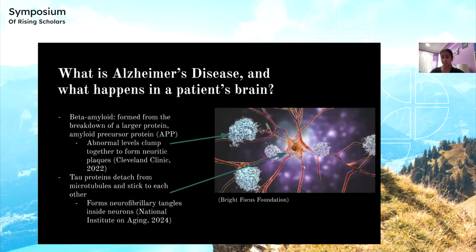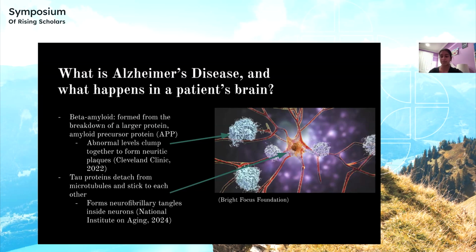It is caused by the abnormal buildup of two misfolded proteins in the brain, beta amyloid and tau. Together, they inhibit neuronal activity, causing the brain to atrophy, or essentially shrink. The beta amyloid protein is formed from the breakdown of a larger protein called the amyloid precursor protein. In a brain with Alzheimer's disease, they clump together to form neuritic plaques that ultimately disrupt cell function by preventing neurons from synapsing with each other, leading to the death of neuronal cells.